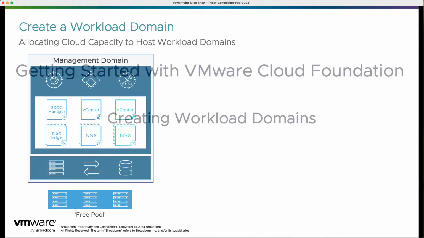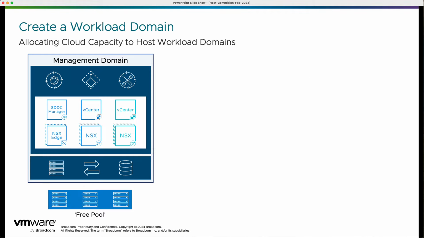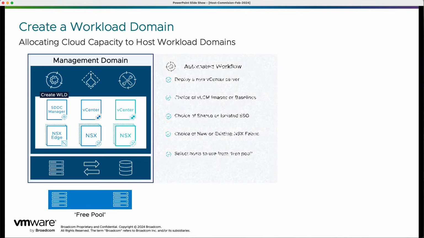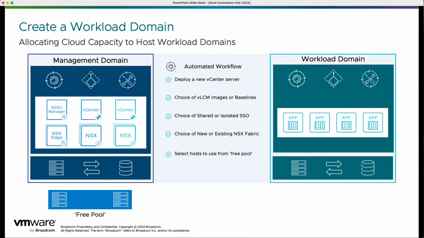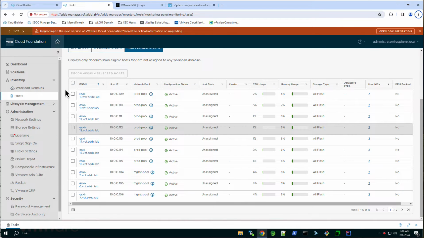In Cloud Foundation, available cloud capacity is allocated for hosting workloads by creating workload domains. Here we see a list of servers that have recently been added to the Cloud Foundation inventory. These servers represent a pool of available capacity. We will allocate 4 of these servers for hosting workloads by creating a new workload domain.